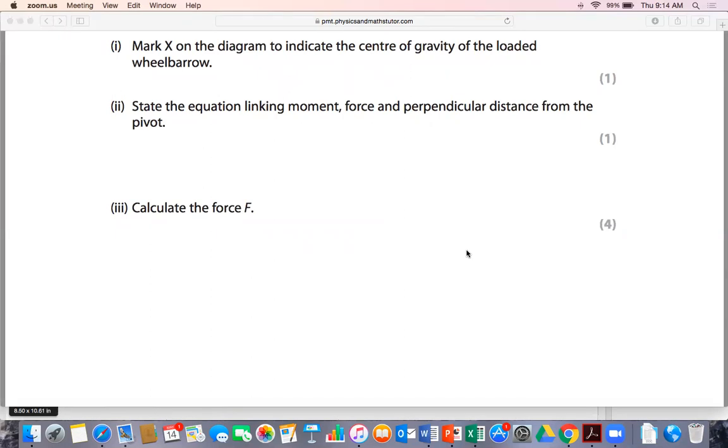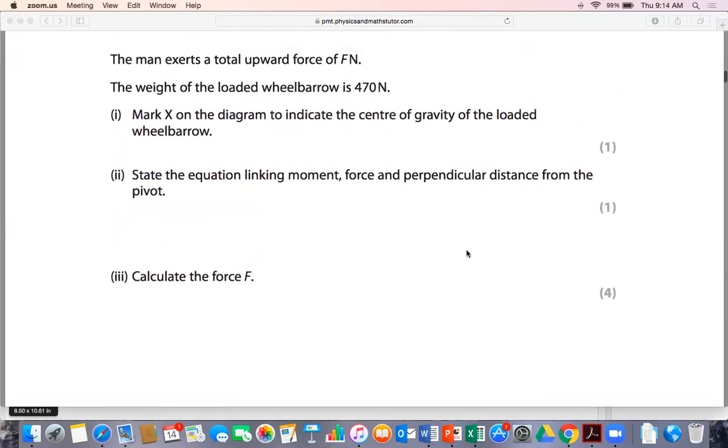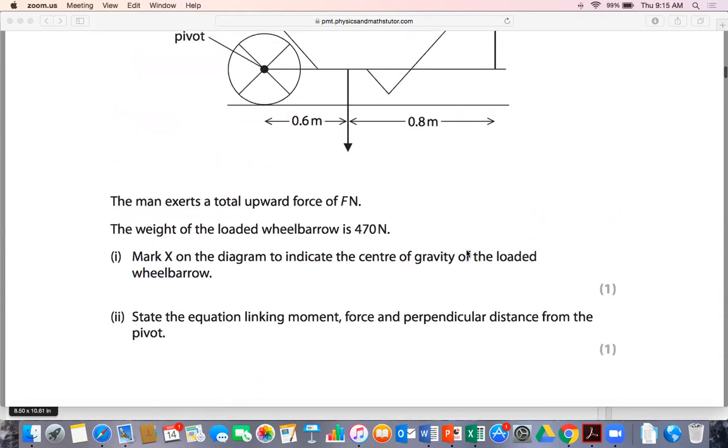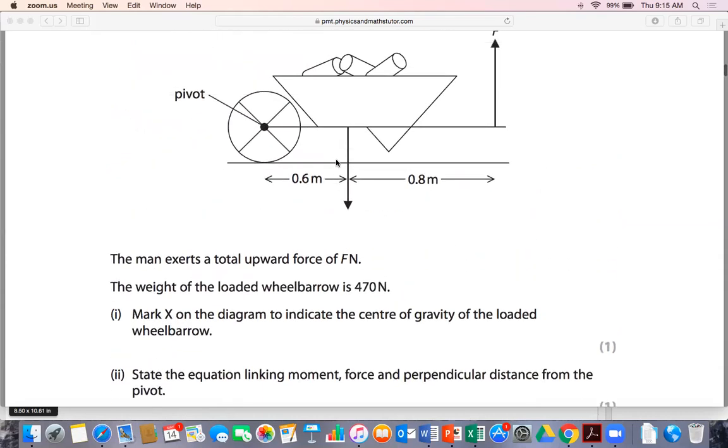Can you explain that again? Can you say why you took those values? Okay, everyone, moment is equal to force times perpendicular distance. So I took 0.6 times 470 and we get 282. Then 282 is divided by 1.4, because 0.6 plus 0.8 gives 1.4. Then 282 divided by 1.4, you get 201.43.